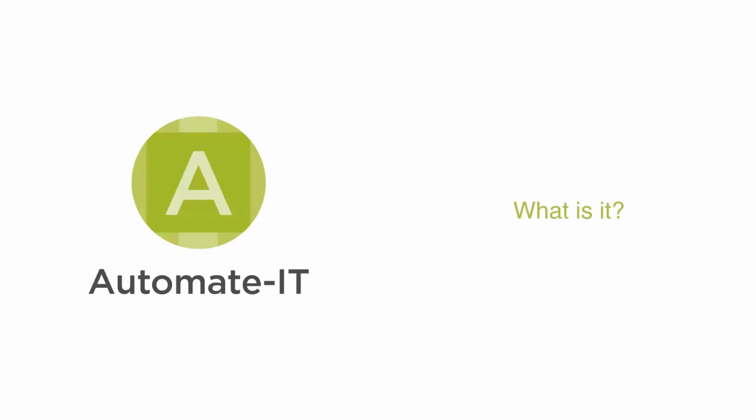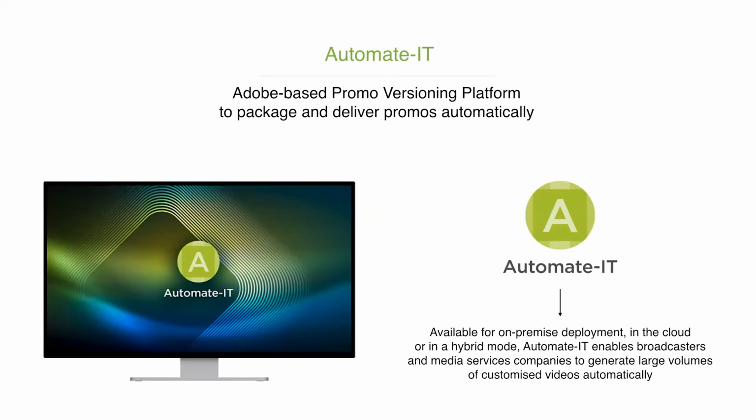Now, that's who we're trying to help and the problems that we solve. But what exactly is AutomateIT? Well, that's a good question. AutomateIT is an Adobe-based promo versioning platform to package and deliver promos automatically. It comprises a few key elements that we'll look at in a moment. But essentially, we've got automation and we've got user interaction, and we bring those together really nicely, which you'll see in the demonstration shortly.